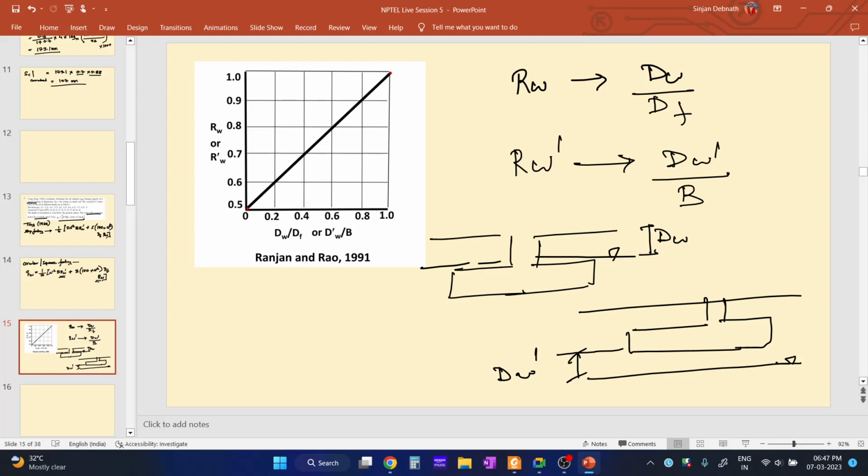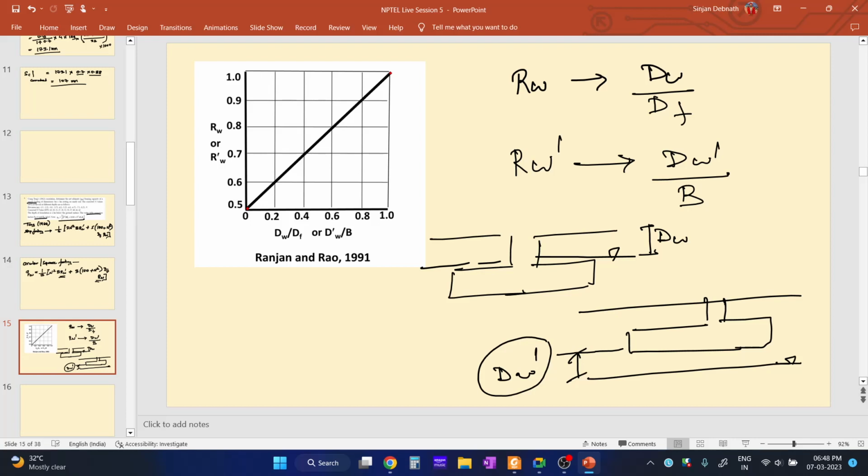This is dw dash. So what is dw? It is the depth of the water table above the base of the footing, and this one is also the depth of the water table, but in this case the water table lies below the base of the footing, and the depth is taken from the base of the footing to the water table. So that is dw dash.